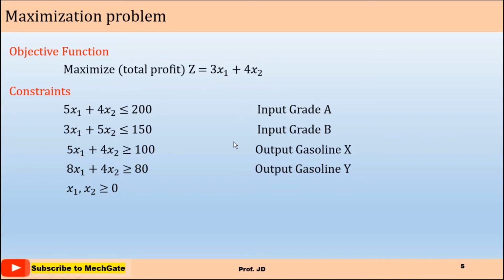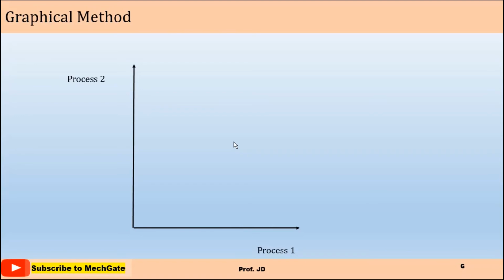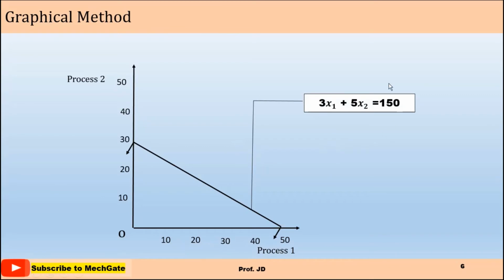Now let's plot all these constraints. So process 1 and process 2 are nothing but our decision variables. To plot the first constraint 3x1 plus 5x2 less than or equal to 150, as per our usual rule, select x2 equal to 0, you will get x1 equal to 50, and put x1 equal to 0, you will get x2 equal to 30, right? So you will get the first constraint.